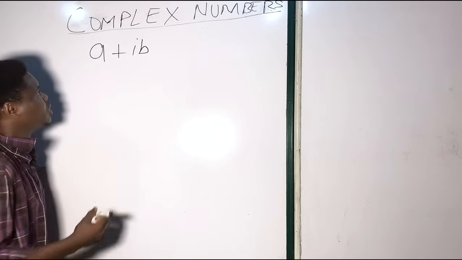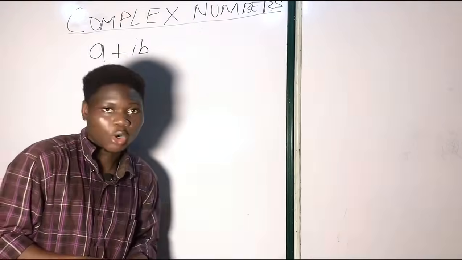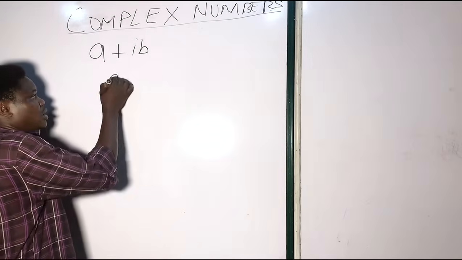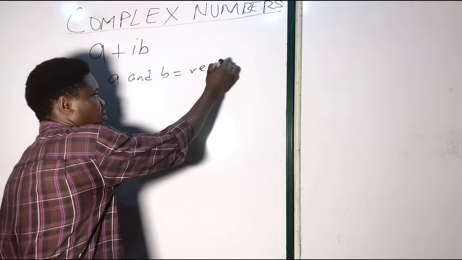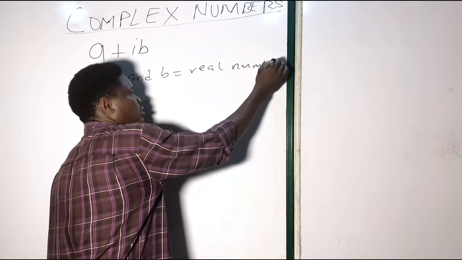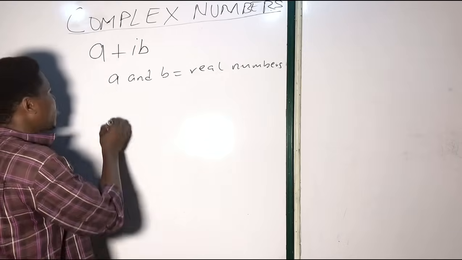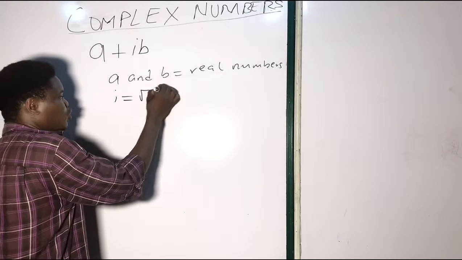A plus ib. Your a is any number you can think of. Your b is any number. A and b are real numbers, while i is the square root of -1.